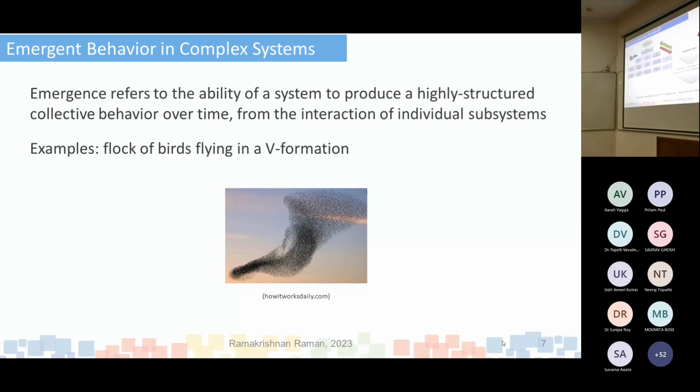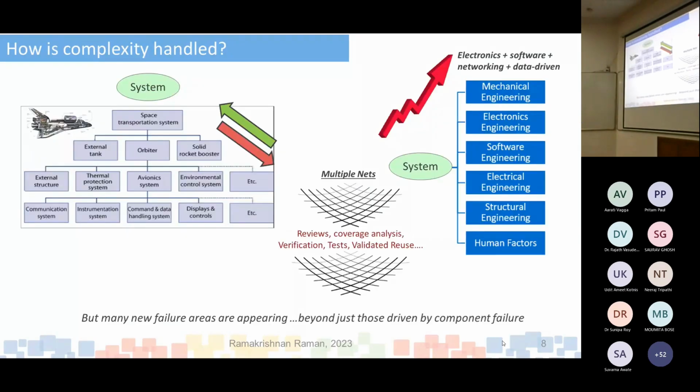So when you start looking at complex systems, what do you mean by complex system? If you're taking an aircraft or a space transport, a spacecraft or something, it has tens of thousands of components and subsystems. It's very difficult for a single person or a small set of people to even envision what is going to happen. So how are they handling complexity?